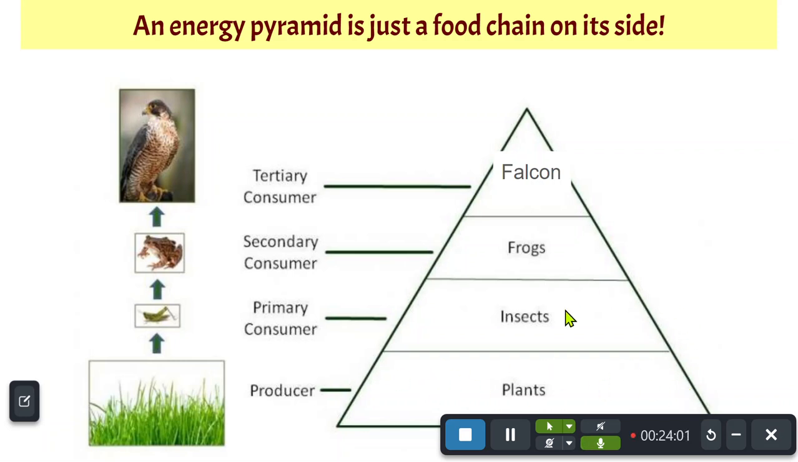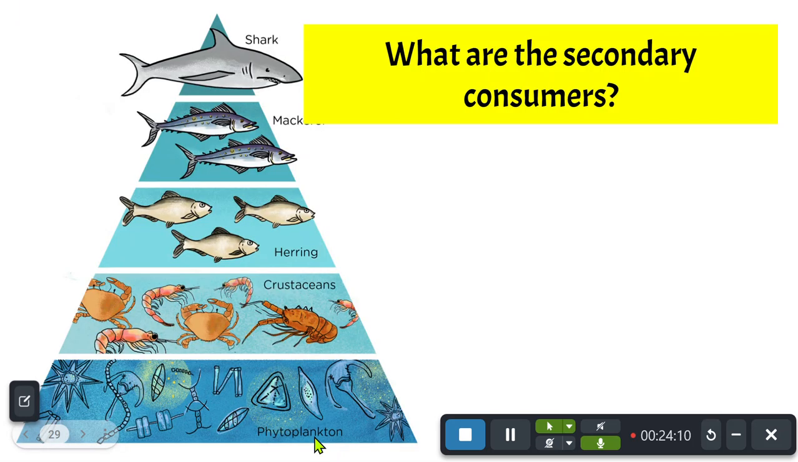Remember, there's only 10% of the energy in those insects. There's only 10% of that energy in the frogs, and then again, only 10% going to that falcon. All right, here's another energy pyramid. And so plankton, that's going to be algae that is producing its own energy.